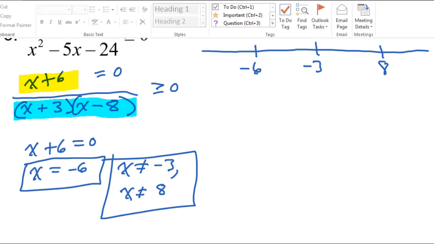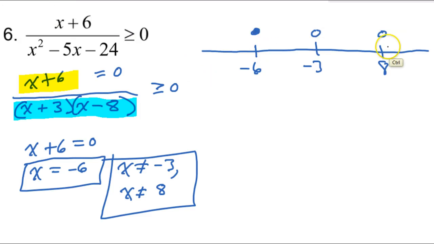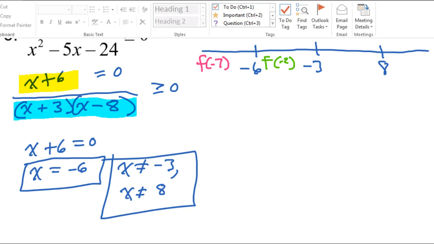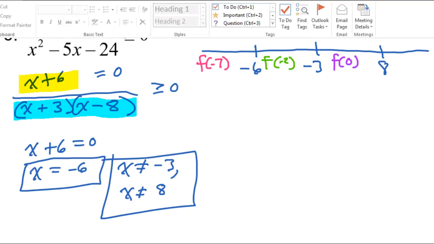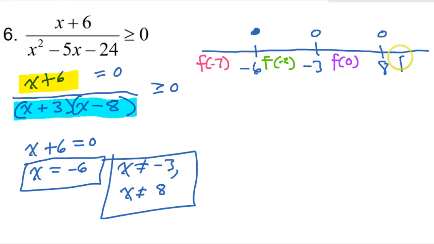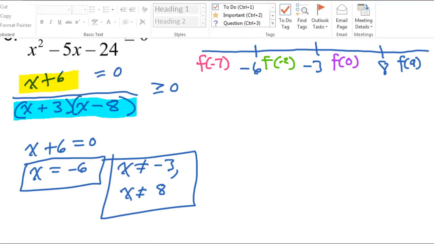Next, we need to test each one of the intervals created by the critical values. So in the first interval, I'm going to pick -7. In the second interval, I'm going to pick -2. In the third interval, I'm going to pick 0. And in the fourth interval, I'm going to pick 9. All right, I need to check all of these.